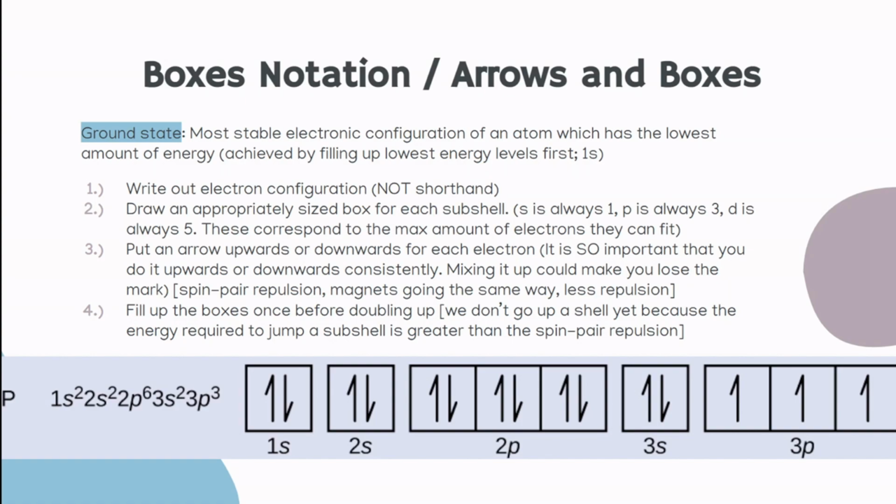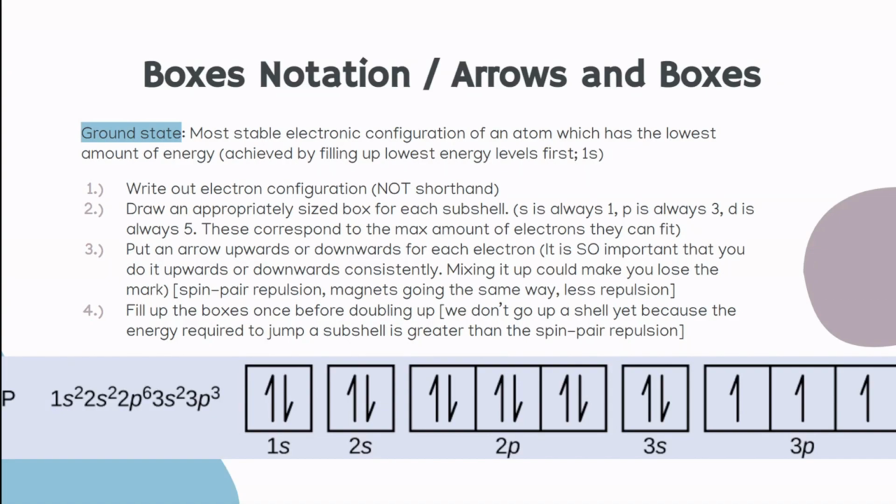and that's pretty much what you do for all these boxes. So you do 1s, we do one arrow up, we're at the end of that box, so we do one arrow down. The same with 2s. Then for 2p, we would do arrow up, arrow up, arrow up. We still have more left over. Arrow down, arrow down, arrow down. And you would follow that idea until you finish your electrons.